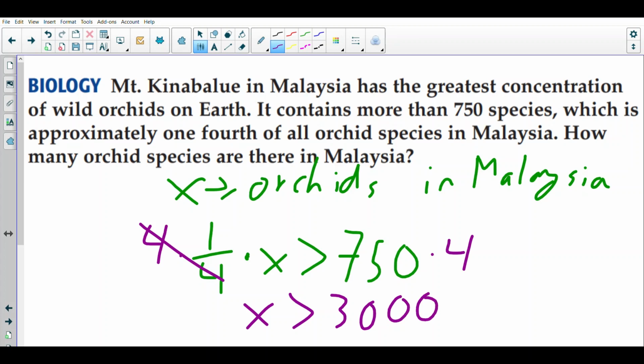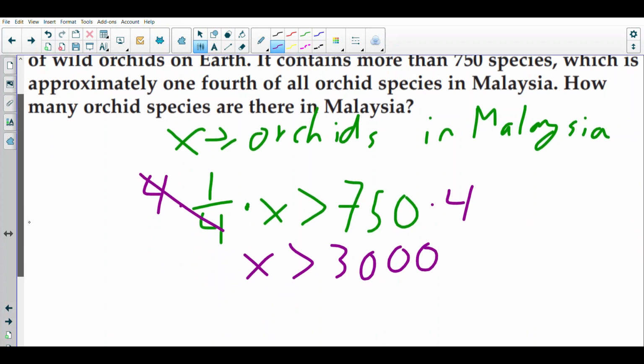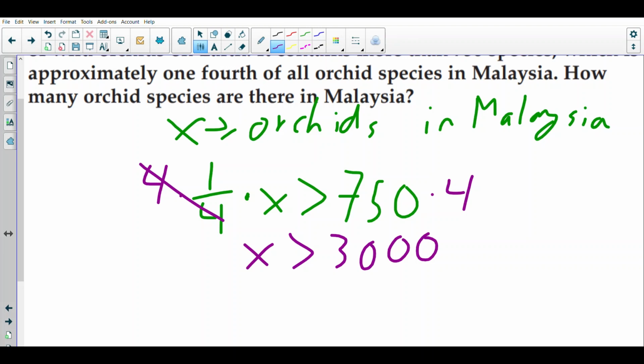Okay. So there are more than 3,000 orchids in Malaysia. Hopefully I spelled species right. Yep. So there we go. So there is our answer.